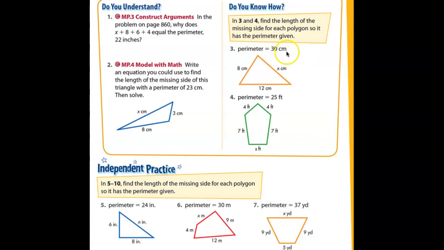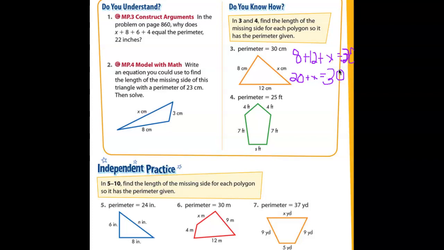So if I were to add all the sides, I would say 8 plus 12 plus x equals 30. Okay, so I know 8 plus 12 is 20. 20 plus x equals 30.